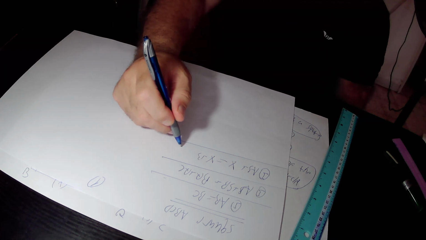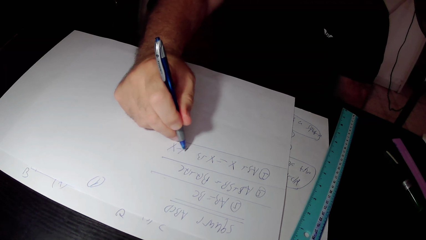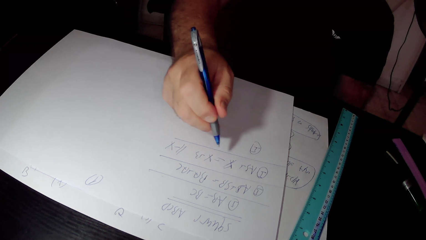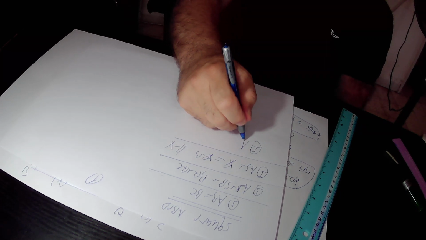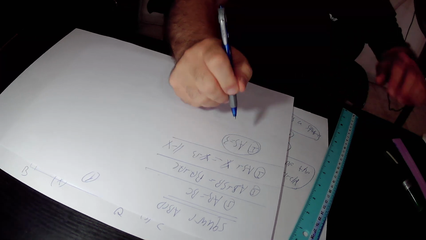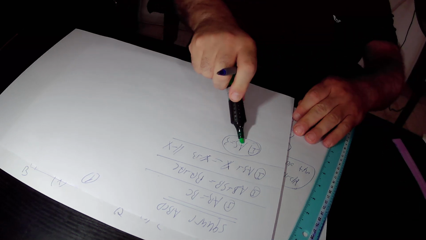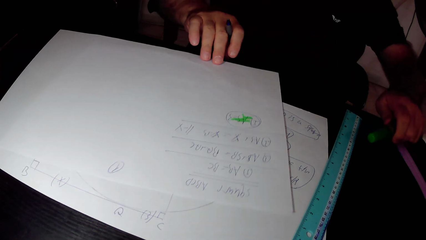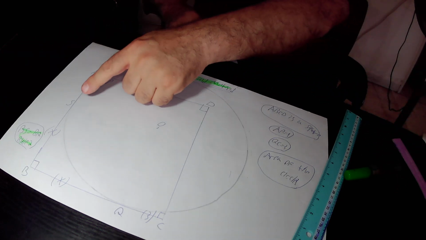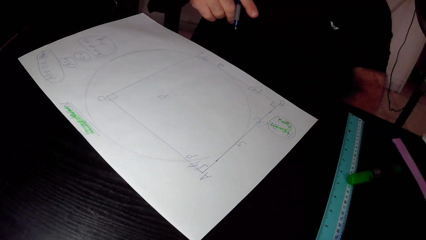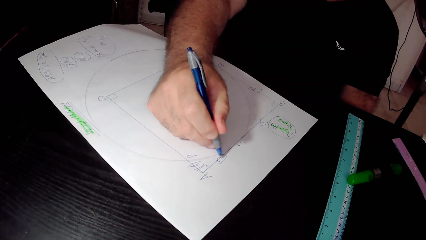Here we subtract x from this equation, so x gets cancelled, and we are left with AS equal to 3 units in length. So the length of this line segment AS is 3 units. I write it down: AS equals 3 units in length.